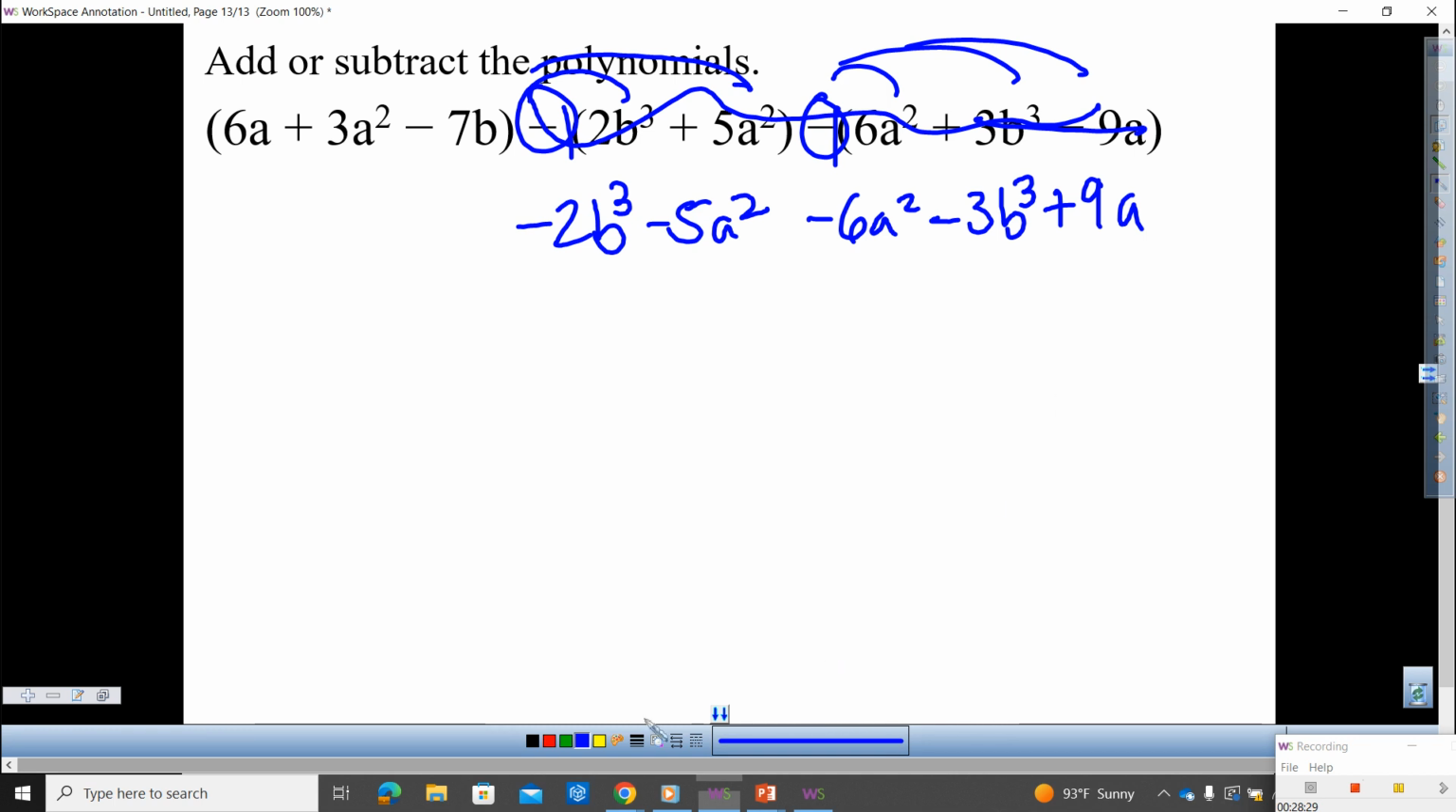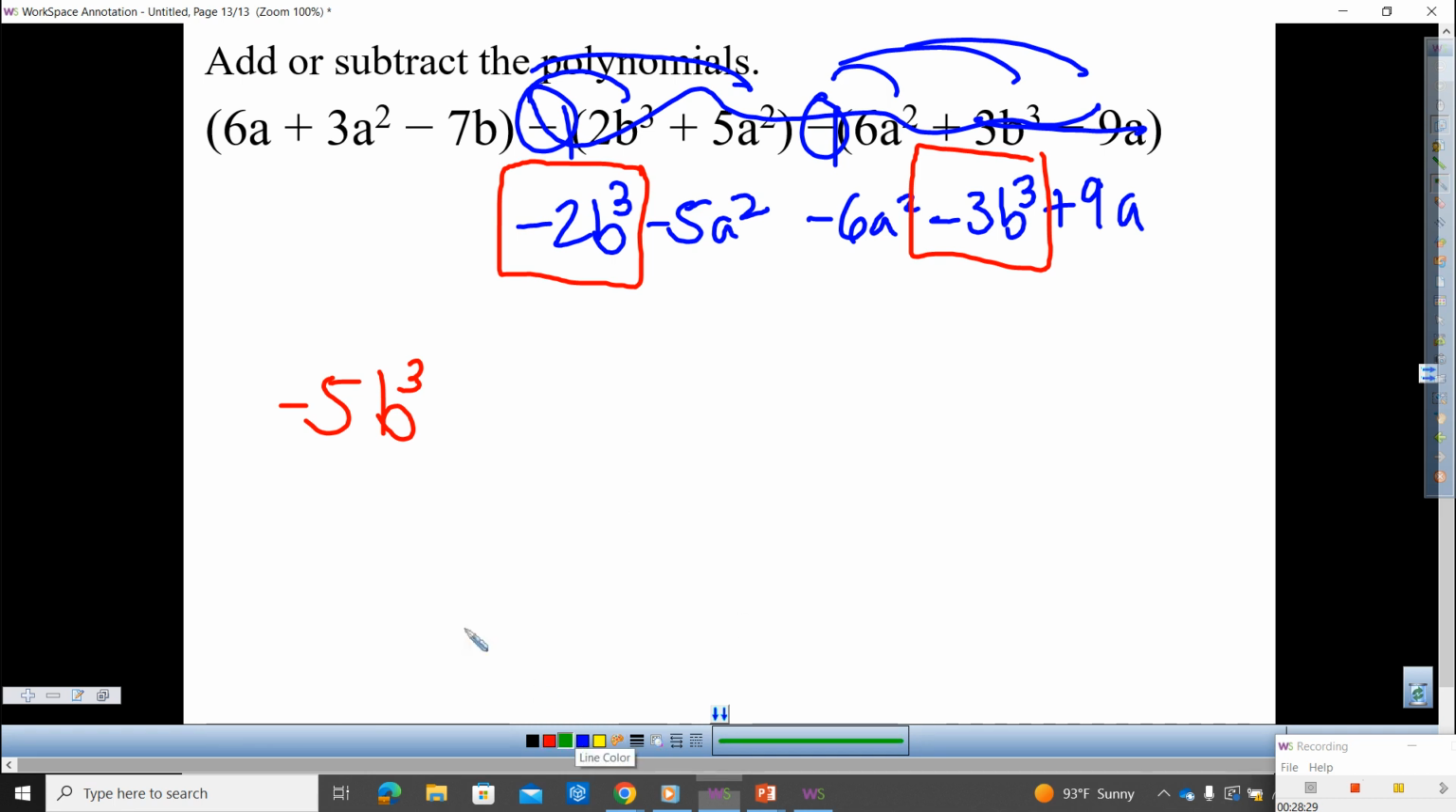Brianna, what do I do next? Combine negative 2b cubed and negative 3b cubed. That's it. And that gives us, hands if you got it to right there. All right. Pass someone.